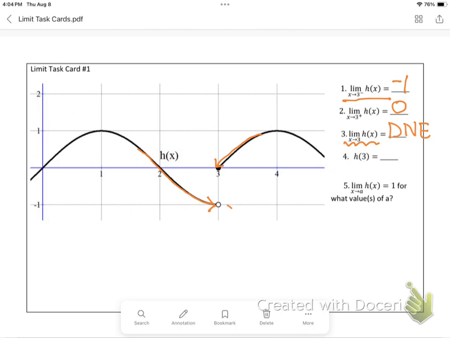When we're asked to find h of 3, we're going to input 3 to the function and see what the output on the graph is. So the output of the graph is 0, since there's a closed-in circle in the graph at 0.